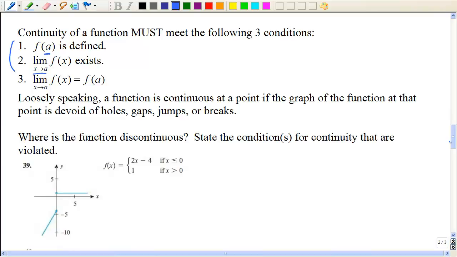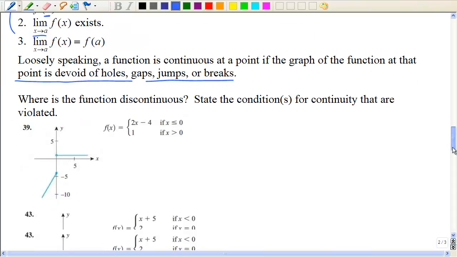Now that's a fancy way of saying that if a function is continuous at a point on the graph, there are no holes, gaps, jumps, or breaks. In other words, could you draw the function without ever lifting your pen or pencil from the paper? And if you can, then it's continuous. If there's a jump, then it's discontinuous at that point.